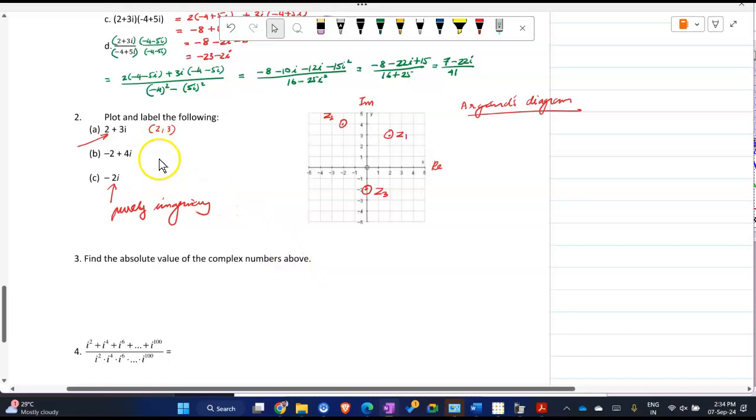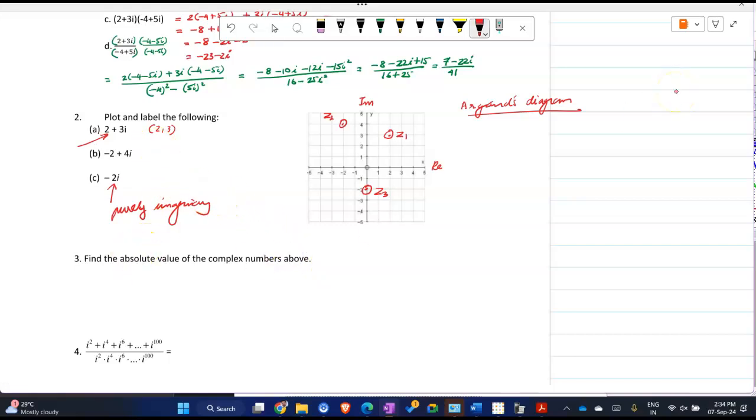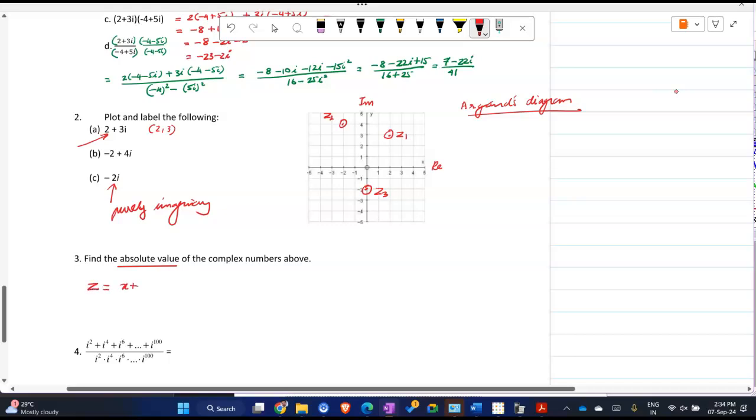Do you know how to find the absolute value? This is something that you learn. If z is equal to x plus iy, a complex number, then the absolute value of the complex number is the root of x squared plus y squared.